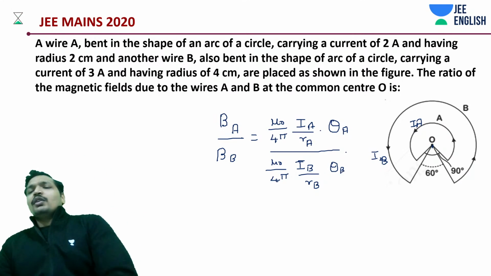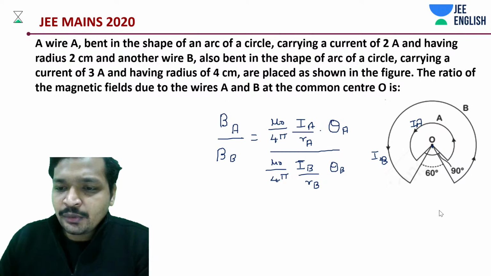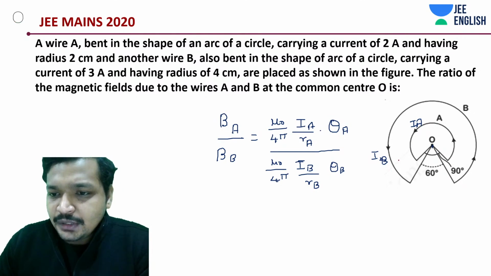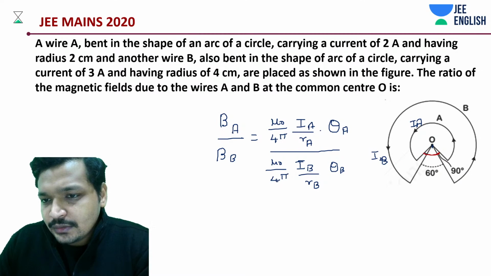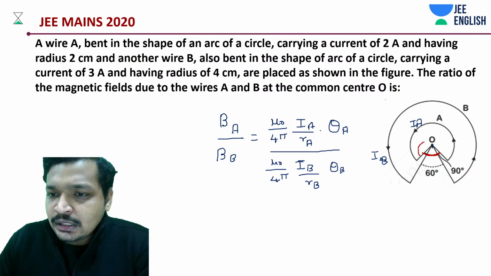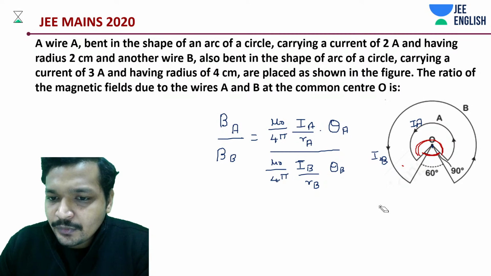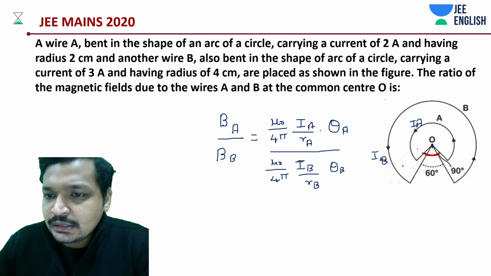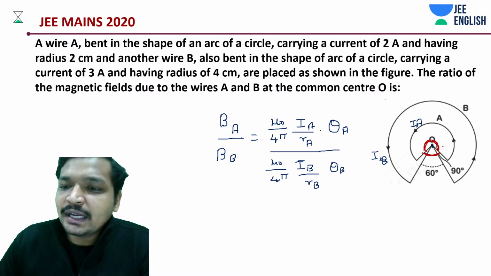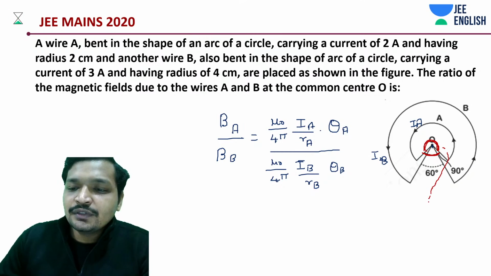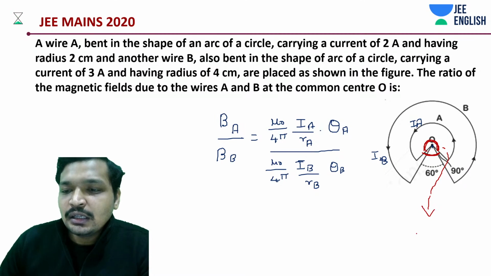Now the thing is, what is theta A and theta B? That is the question. It's a very simple thing. This is 90 degrees. Which is the arc? This is the arc, this is the current carrying coil. And how much angle is this? This is 360 minus 90, which gives you 270 degrees.